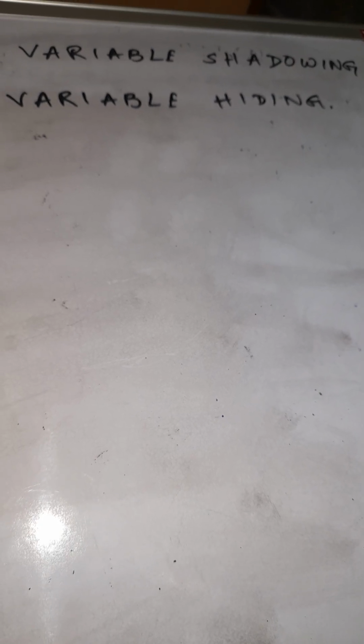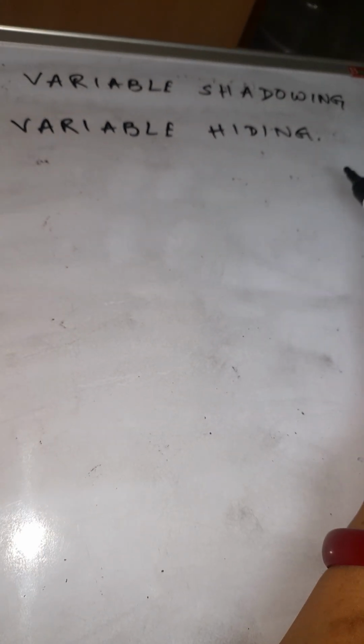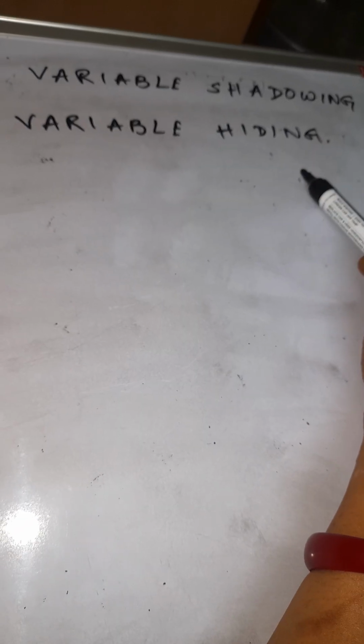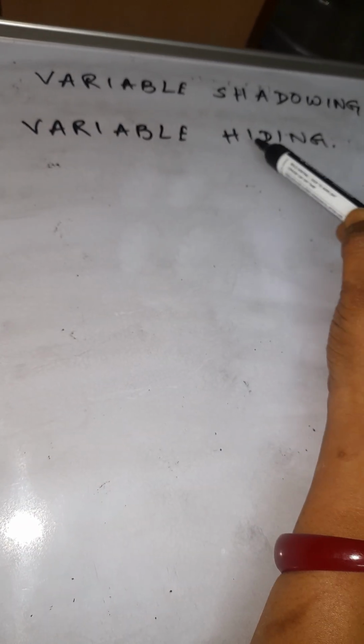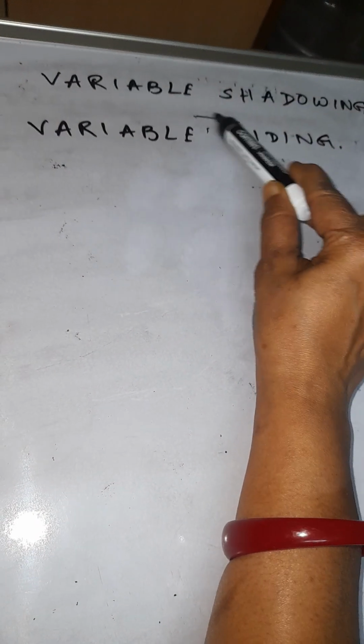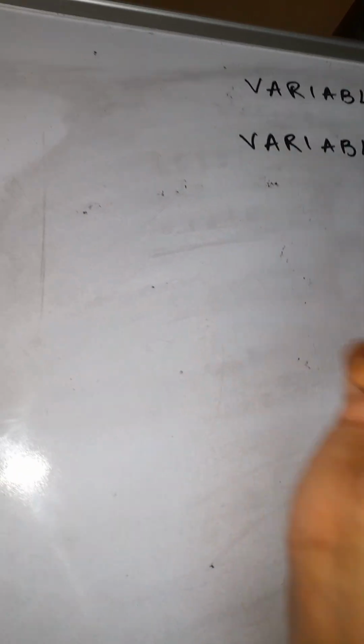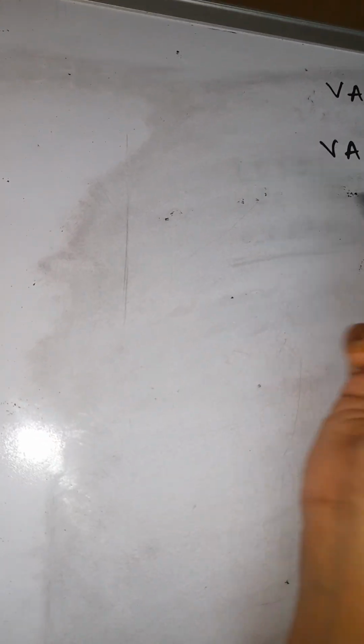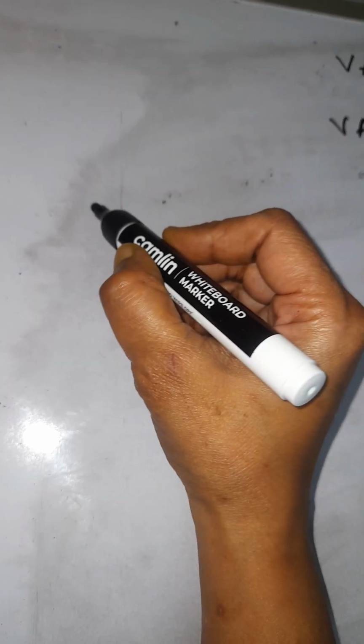Today our topic for discussion is variable shadowing and variable hiding. First we will discuss what variable shadowing is. What is variable shadowing? First, all of you know how many types of variables there are.